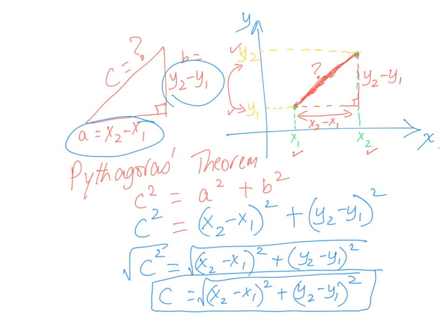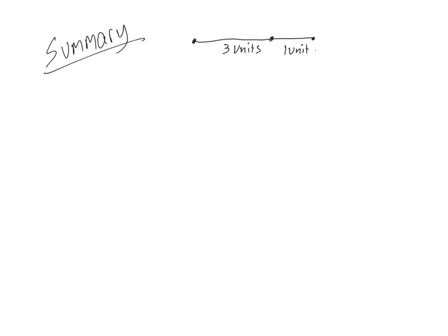So in summary, we have a few things that you need to remember. For length, if you have two lengths like 3 units plus 1 unit, that can be miles, kilometers, meters. The total length is the sum of these two. So total length is equal to 3 plus 1.